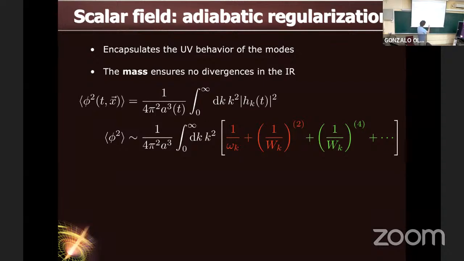This is the one that appears in flat spacetime that can be solved by normal ordering and all of that. But here we have another more divergent quantity that appears due to gravitational interaction. And all the rest of the terms are finite. So for this case, only the first two adiabatic orders are sufficient.